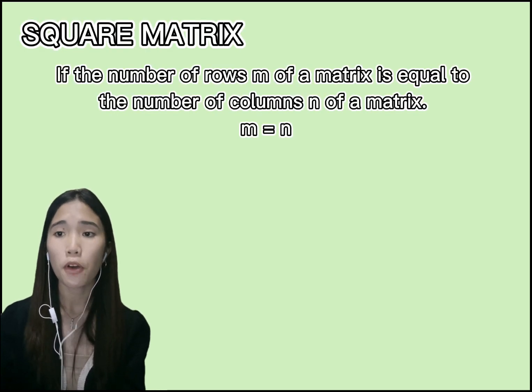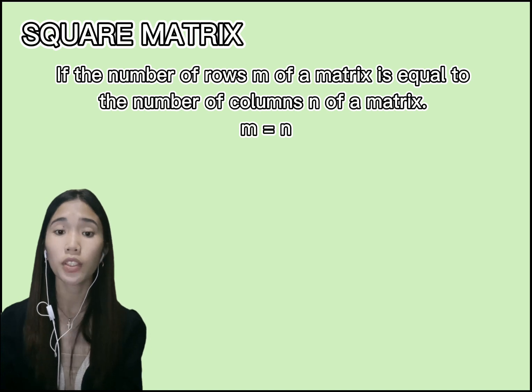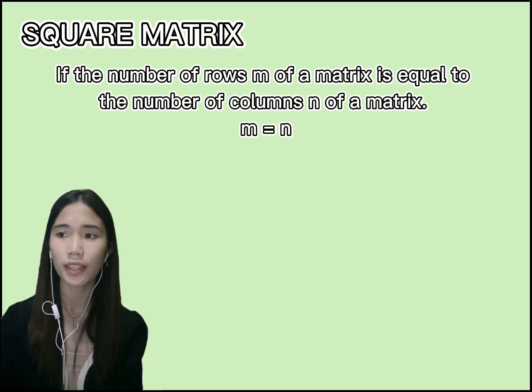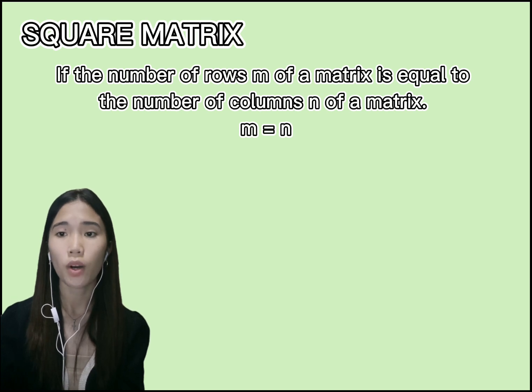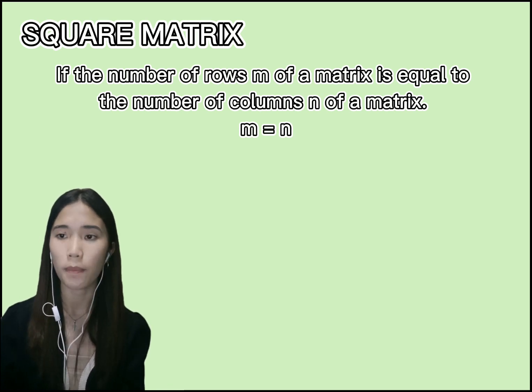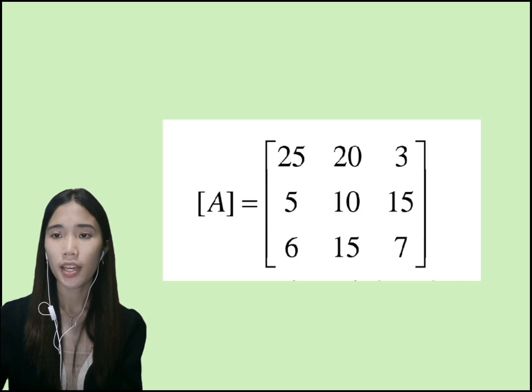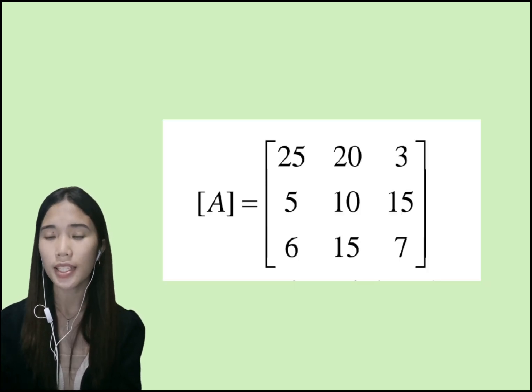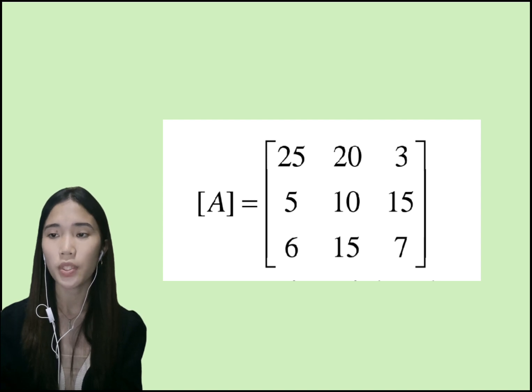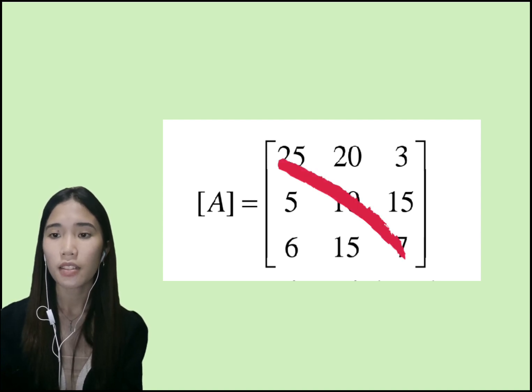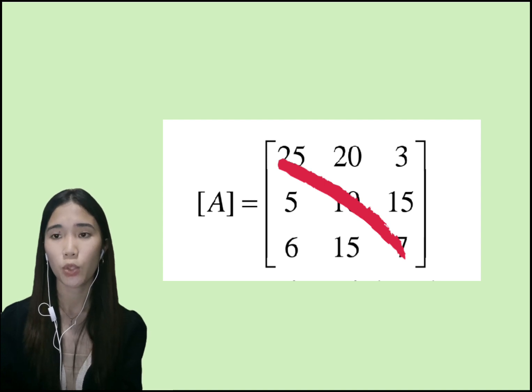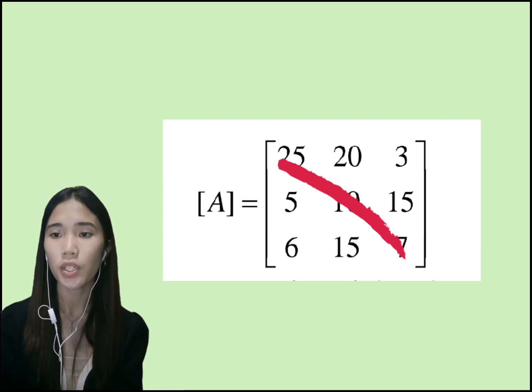Next type is the square matrix. If the number of rows m of a matrix A is equal to the number of columns n, then A is called a square matrix. So here is the example of a square matrix. It has the same number of rows and columns, which is 3. The diagonal elements of A are a_1,1, which is 25, a_2,2, which is 10, and a_3,3, which is 7.